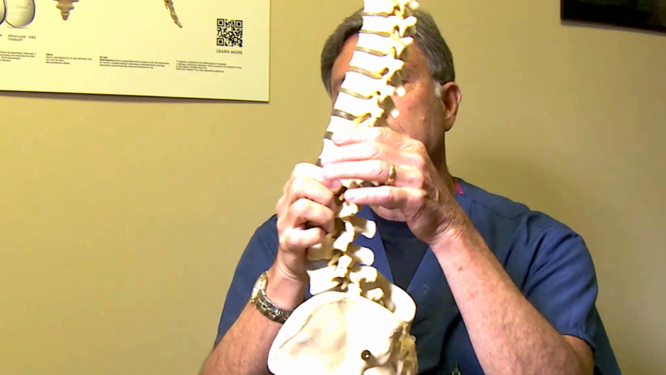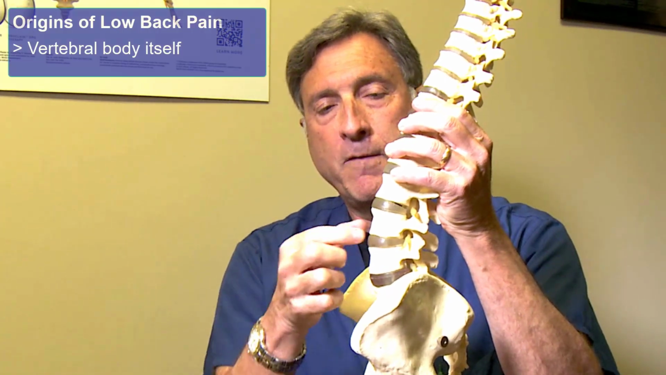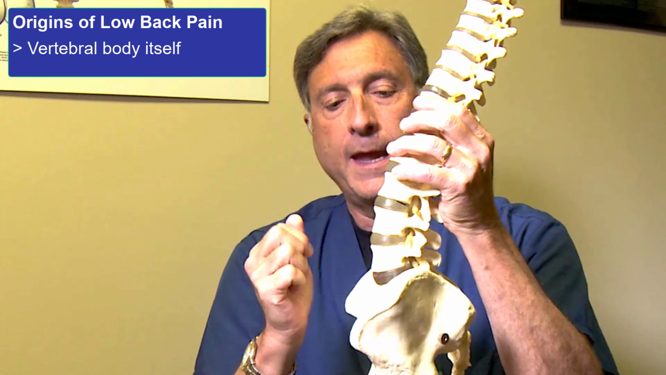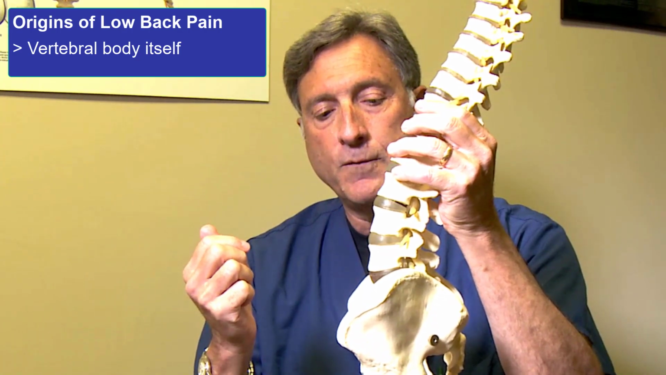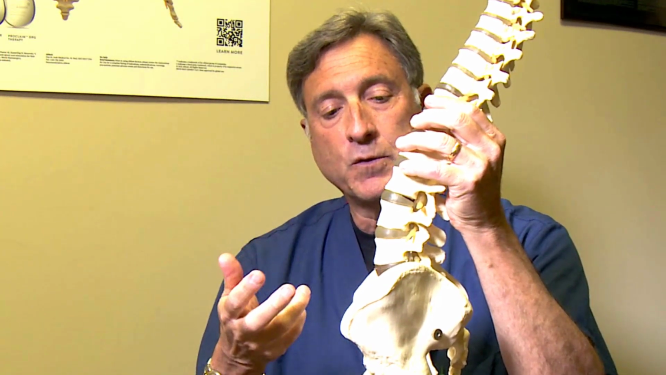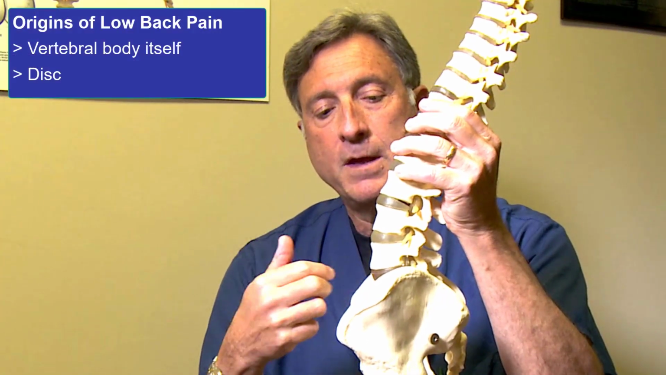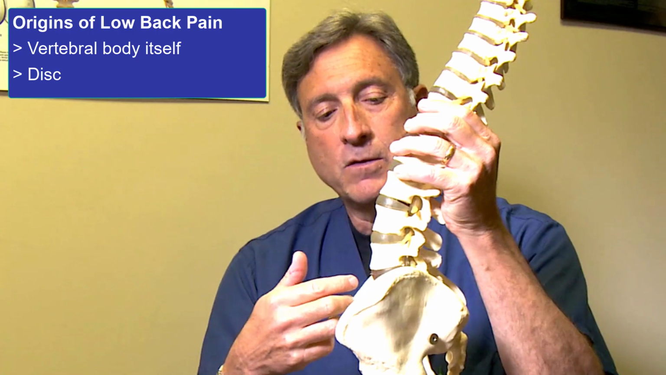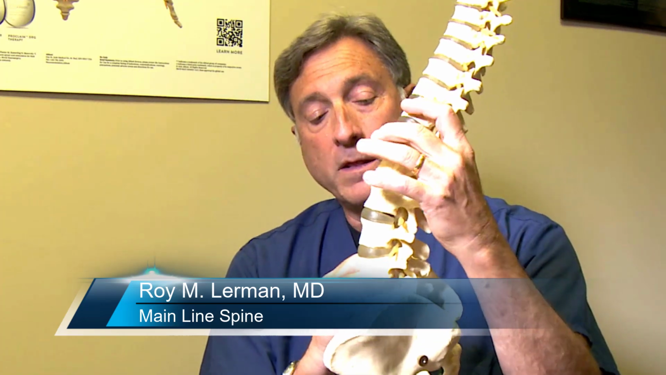So again, when we think of potential structures that cause pain in the spine, we have the vertebral body itself, and there are certain findings on an MRI scan that we look for to determine whether that is a potential source of pain. We have the disc, and again, a disc can bulge out of place, protrude out of place. These can cause pressure on the nerves. This can cause pain down the leg. Each nerve supplies a different part of the leg.